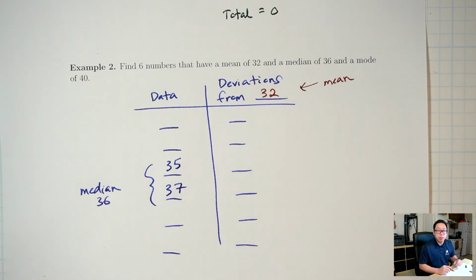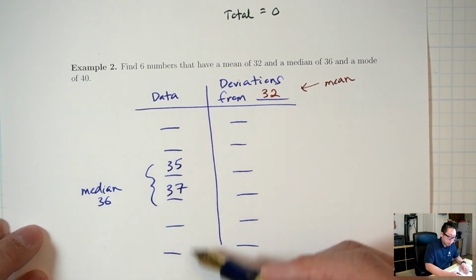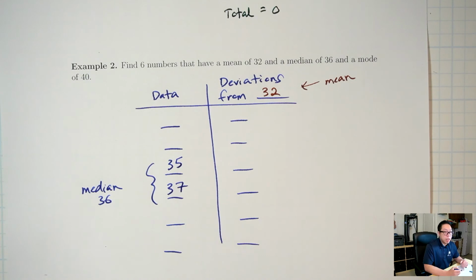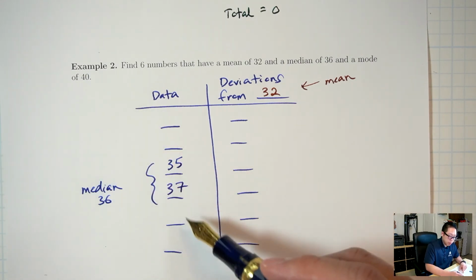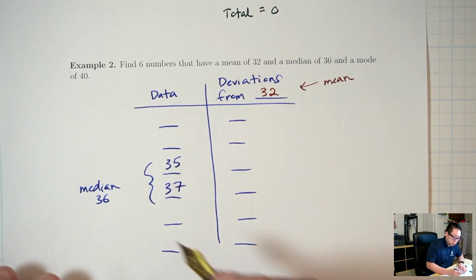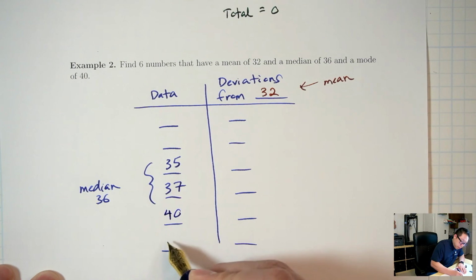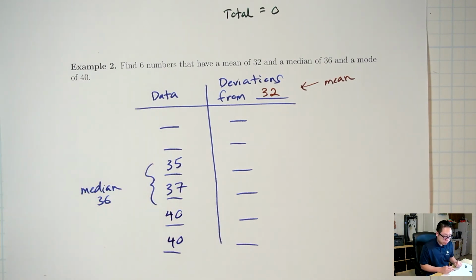Mode of 40 means I need at least two 40s. And the way I'm going to organize my table here is that my low numbers are up here, my upper numbers are down here. So I need at least two 40s, and 40 is bigger than 37, so it should go down here. And I only have room for two of them, so both of these are going to be 40. That should take care of the mode being 40. And then now I need to fill in these two blanks. Okay. Before I do that, I need to fill in the deviations.